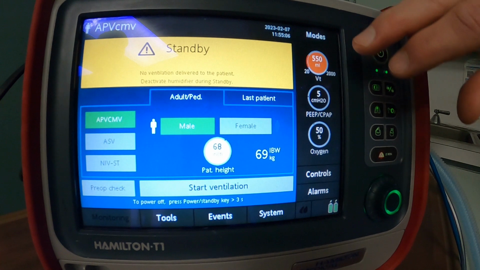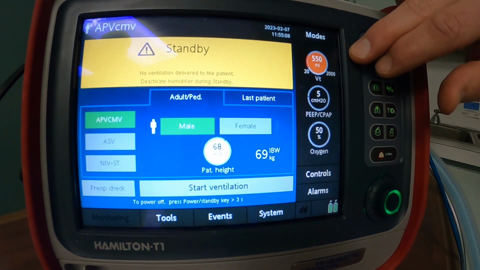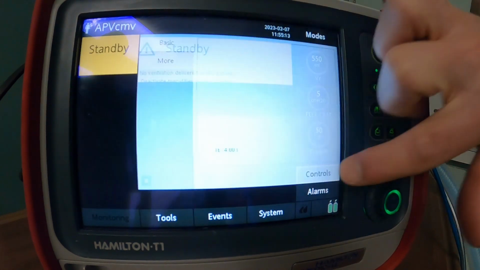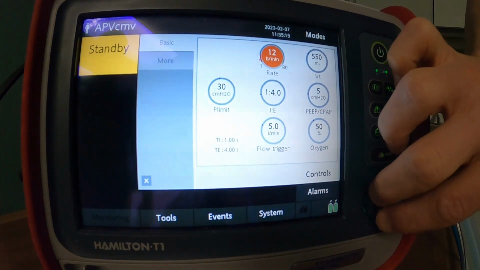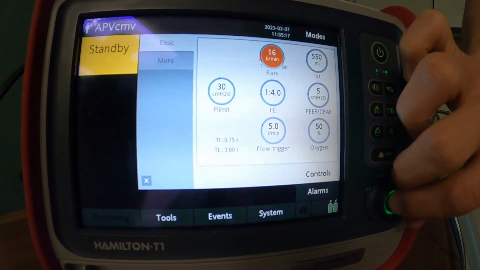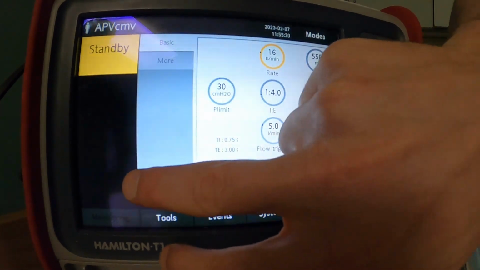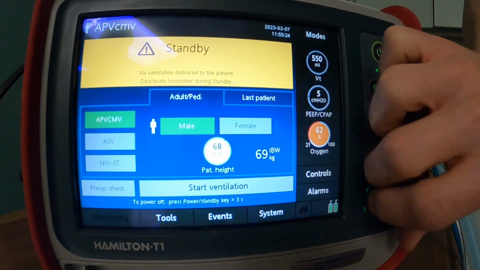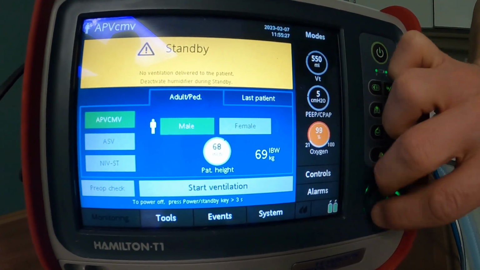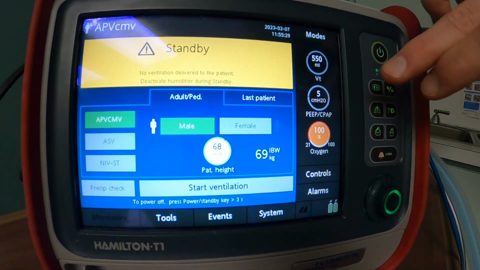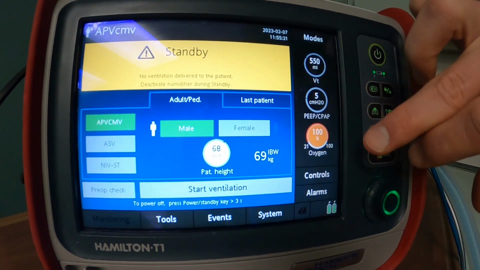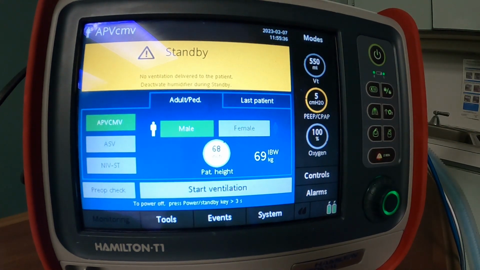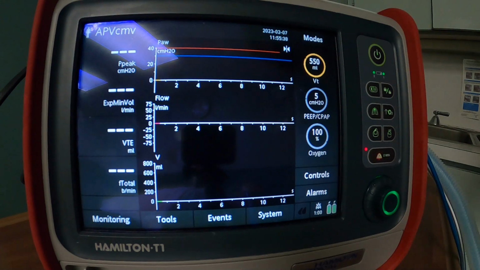Again, you're going to control your tidal volume, just like how much you're going to squeeze that bag valve ventilator mask, as well as your respiratory rate, how many times a minute that patient is going to get a breath. In addition, your oxygen is going to be controlled by the FiO2, just like hooking it up to wall oxygen, and your PEEP. And then we'll start the ventilator.